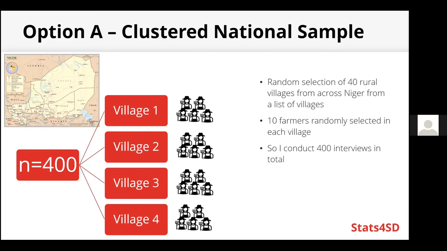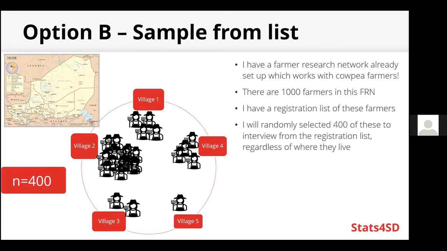Another alternative approach, which we commonly see, is thinking, well, actually, I'm not going to do a national survey, because in the previous research that I've been doing, or the university that I'm working with, they have a farmer research network already set up. And this already works with cowpea farmers and has 1,000 farmers listed with their names and phone numbers and addresses. So I have this list of 1,000 farmers. So I can randomly select 400 of my farmers from my farmer research network without thinking about where they come from. So I can still have the same sample size, the 400, but maybe my distribution of where these farmers are, it's not going to be nicely 40 villages and 10 farmers per village.